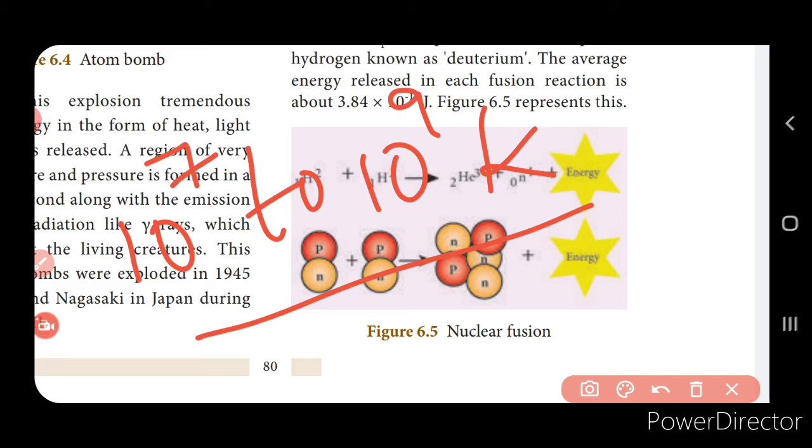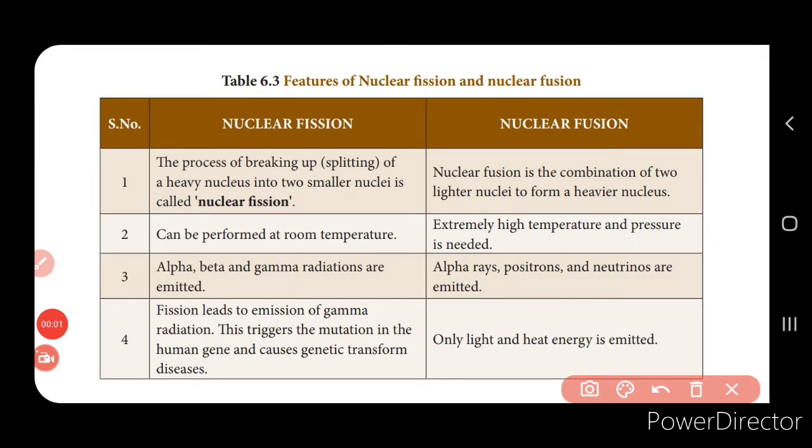Now let's see the difference between nuclear fission and fusion. Having seen what nuclear fission and fusion reactions are, let's see the difference between them. Now, what is the fission reaction? The breaking up of a heavier nucleus into smaller nuclei is called fission, that we have learnt, isn't it? And fusion, we said, is where lighter nuclei combine together to form heavier nuclei, right?